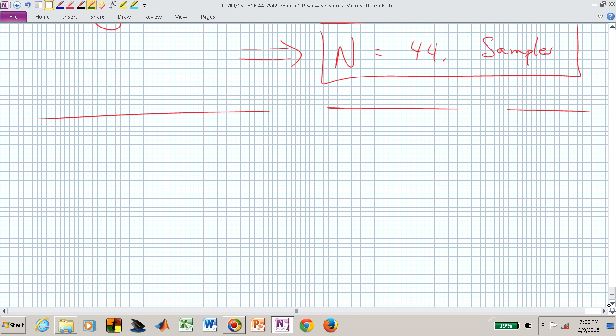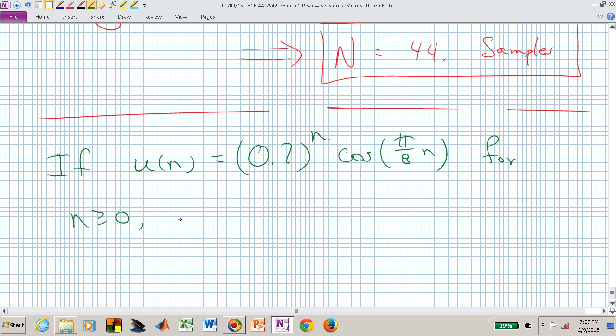Let me give you a y of n. If u of n is equal to 0.7^n cosine of pi over 8 n, for n greater than or equal to 0, what is the structure of y of n?